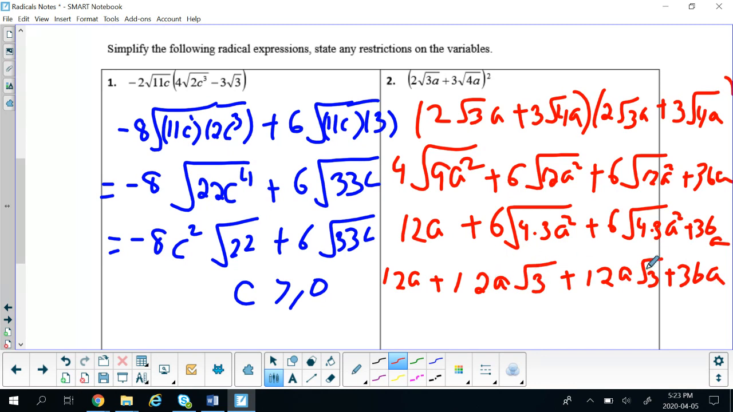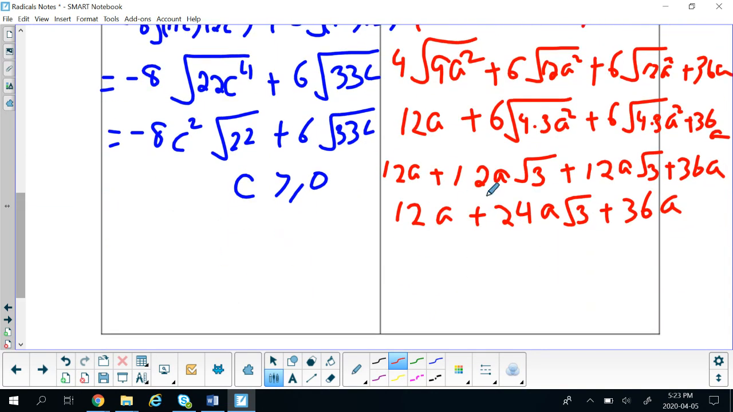So these two are the like terms. So 12 plus 12 becomes 24, so it becomes 24a square root of 3. Okay, we're going to combine the like terms here. 12a plus 36a is 48a, plus 24a square root of 3.